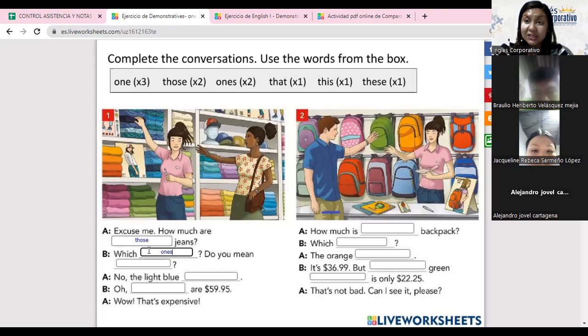Which one? Jeans. It's plural. Shorts, shoes, sandals, gloves, glasses, earrings, because they come in pairs. We have two eyes, two ears, two hands, two legs, two feet. So that's why those things are plural. So, how much are those jeans? Those, because she's not touching.